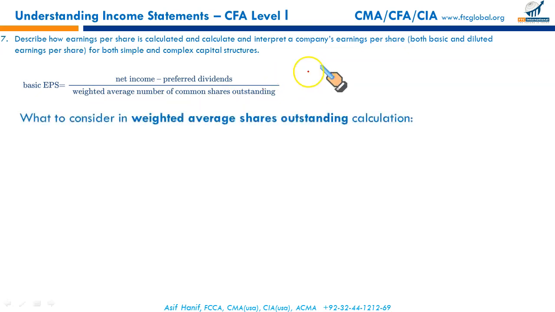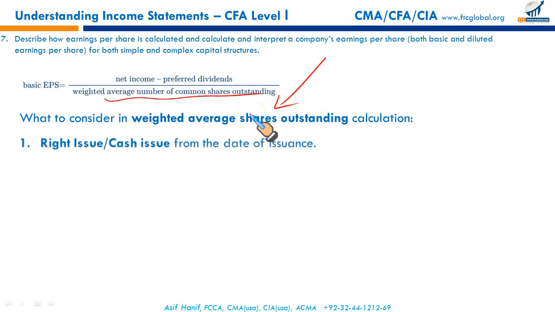This is the area. How do we weight? We need to calculate the weighted average. How do we give the weights to the shares outstanding? There are some points to remember.